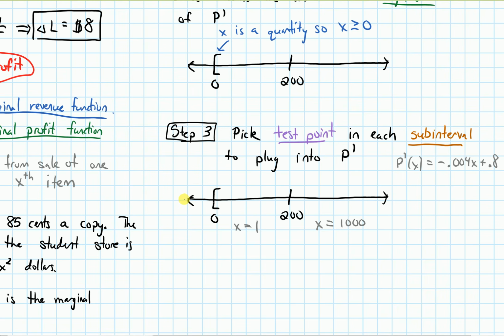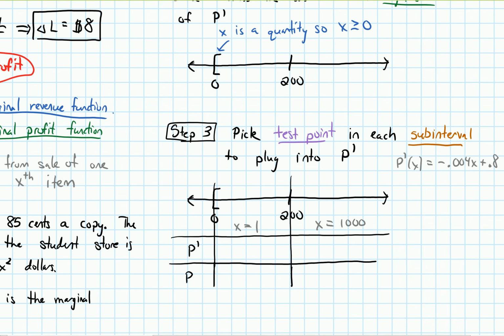It was a quantity. All right, so now what we do is I'm going to draw some vertical lines at these numbers that are on our number line, and I'm going to make a sign chart. I'm going to make a row where I write down p prime, and a row where I keep track of what p sort of looks like. So what I'm going to do is plug these test points into the derivative. That's what step 3 says. So p prime of 1, let's keep this in gray actually.